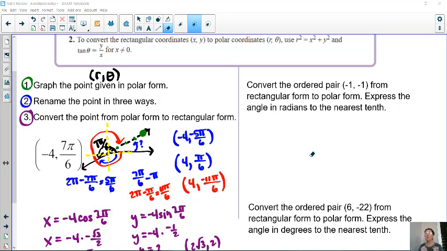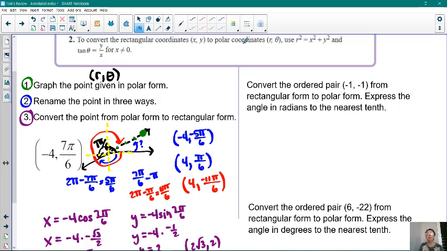Let's look at how you can convert an ordered pair in rectangular form to polar form. So we use this formula. To convert rectangular coordinates to polar coordinates, use r squared is equal to x squared plus y squared, and the tangent of theta is equal to y divided by x whenever x is not equal to 0. And I'm also going to throw in there that we have quadrant considerations as well.